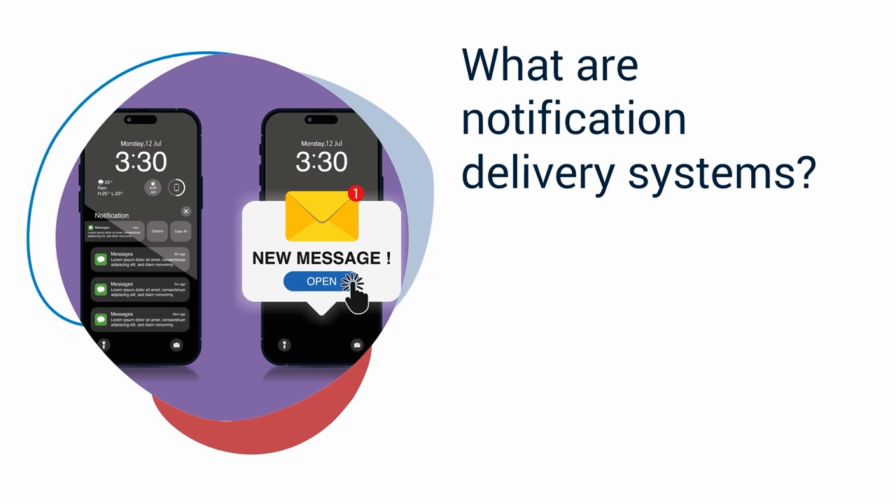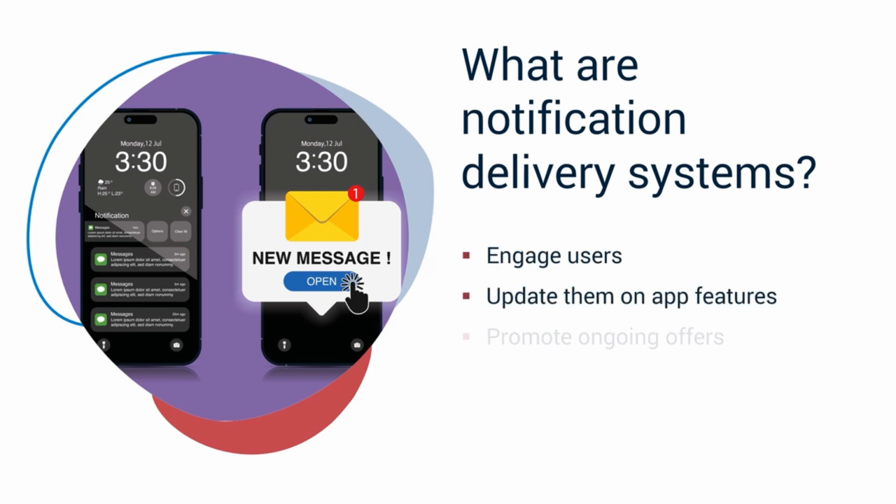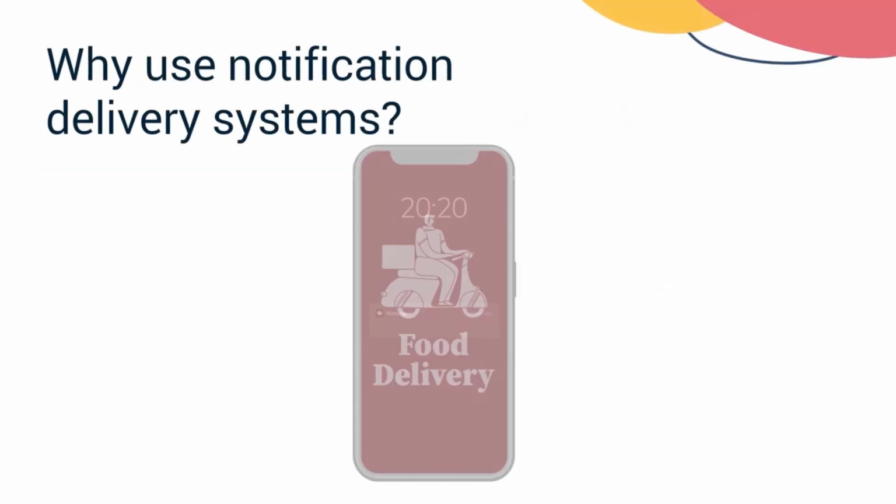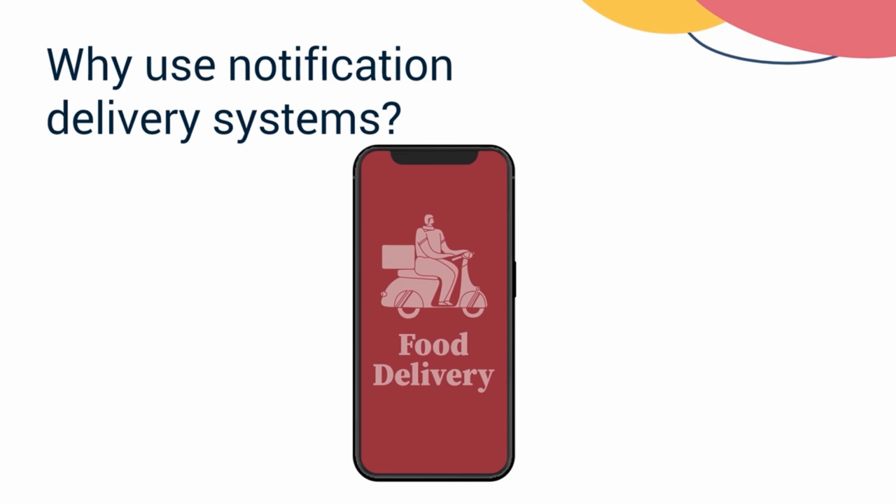Developers use notification systems to keep users engaged by reminding them of app updates or promotions. These systems let developers send messages directly to users' devices through push notifications or in-app messages. These systems can also send timely alerts, such as reminders for sales or events. Let's look at examples of how notification delivery systems achieve user engagement.